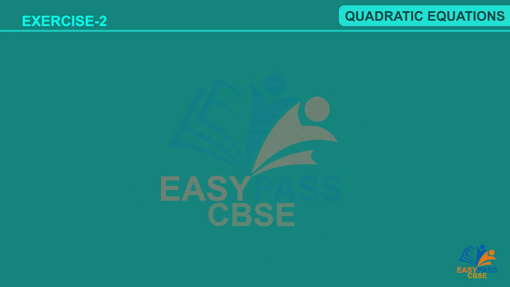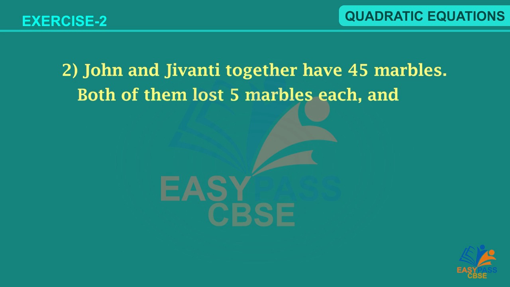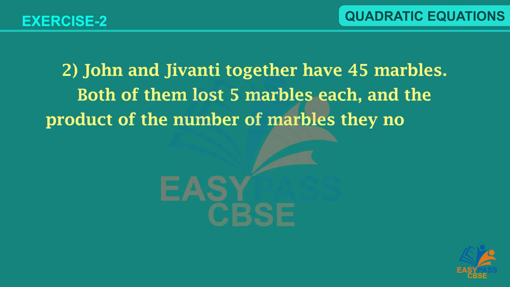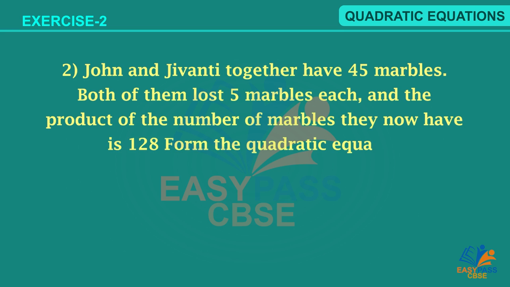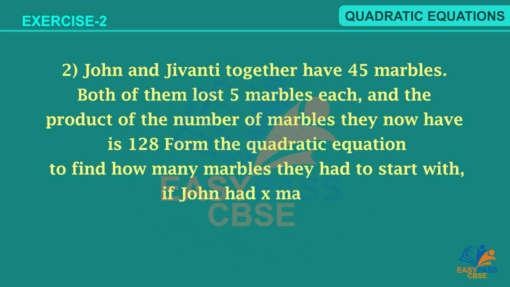Question number 2. John and Jeevanti together have 45 marbles. Both of them lost 5 marbles each. And the product of the number of marbles they now have is 128. Form a quadratic equation to find how many marbles they had to start with. If John had x marbles.